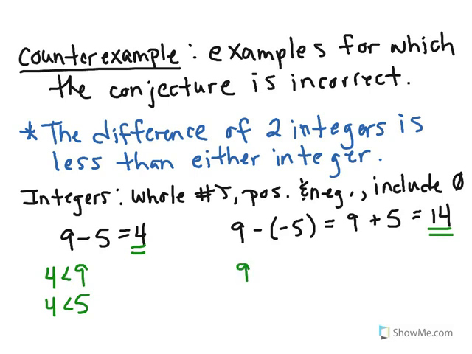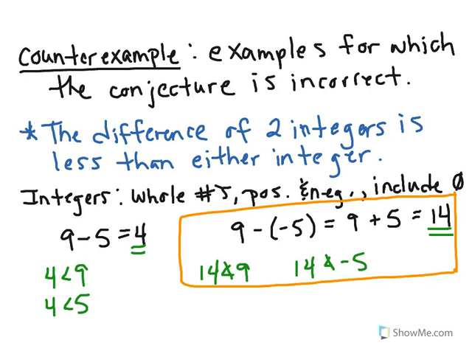So to do this, how does 9 compare to 14? Is 14 less than 9? No, it is not. What about the next number? Is 14 less than negative 5? No, it is not. So this would be my counterexample. Not just one statement, but the whole entire thing. This whole piece is my counterexample.